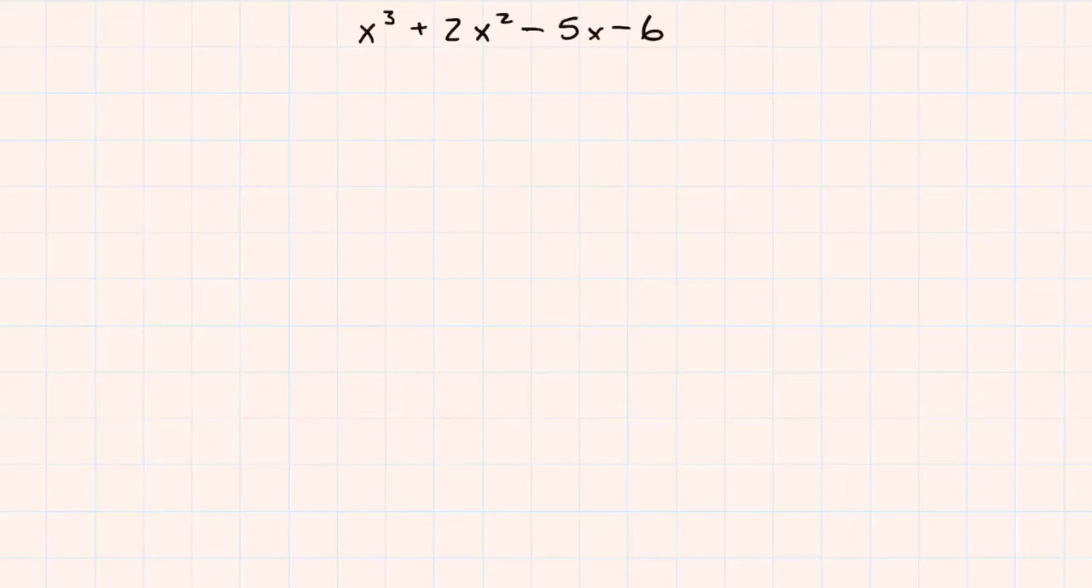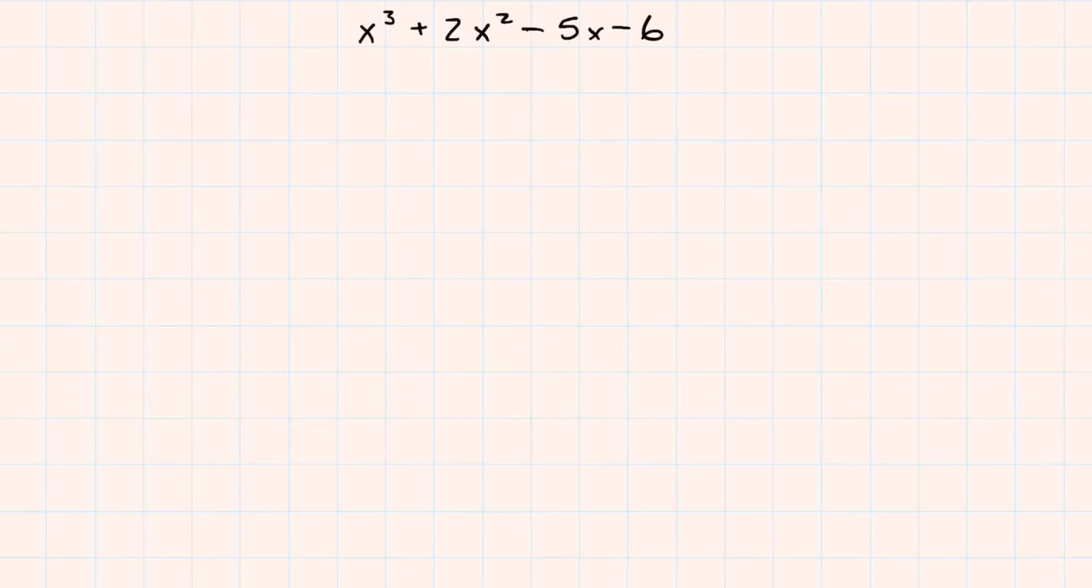All right, now we have all the tools we need to factor any polynomial function with a degree higher than 2. So we're going to factor x cubed plus 2x squared minus 5x minus 6. The first thing I always do is list the possible factors using the rational root theorem.